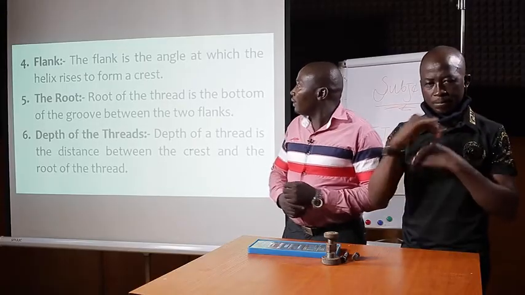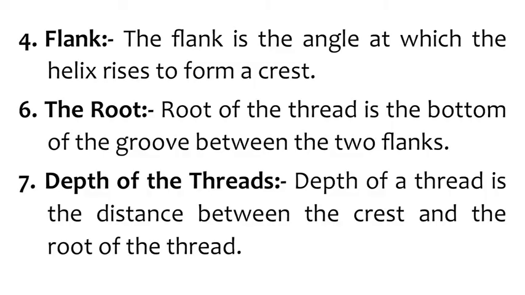The next one is the flank. The flank is the angle at which the helix rises to form a crest. And we have another one, which is the root. The root of the thread is the bottom of the groove between the two flanks. We have the depth of the thread. Every thread has a depth, a limit where you cut and stop. The depth of a thread is the distance between the crest and the root of the thread.